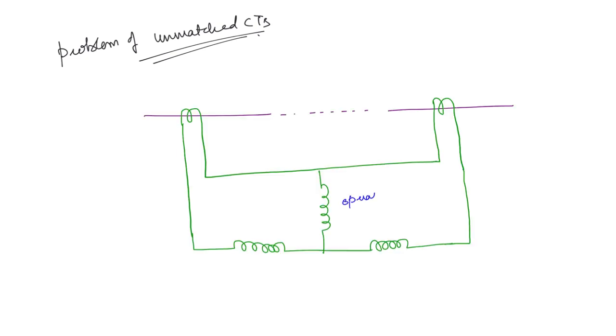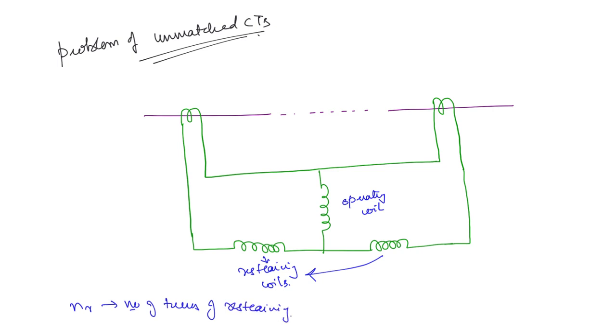This is the operating coil and here we have the restraining coil. Both of these are restraining coils. Half of the turns are going to be here and half of the turns are going to be here. If NR is the number of turns of the restraining coil, here in the diagram we are showing it as separate, but it's actually a single coil with a midpoint tapping, so that here we have NR by 2 turns and here we have NR by 2 turns.